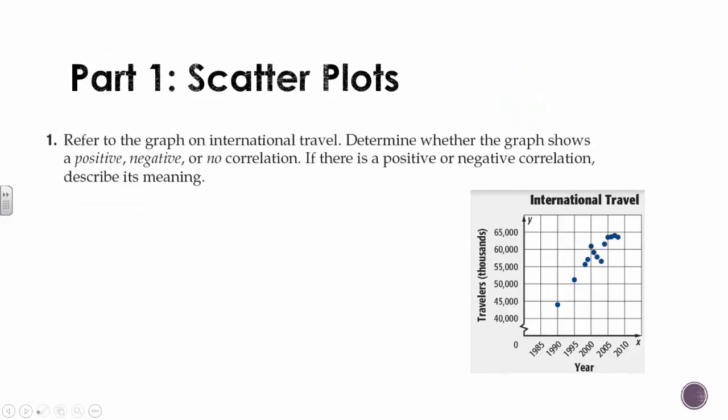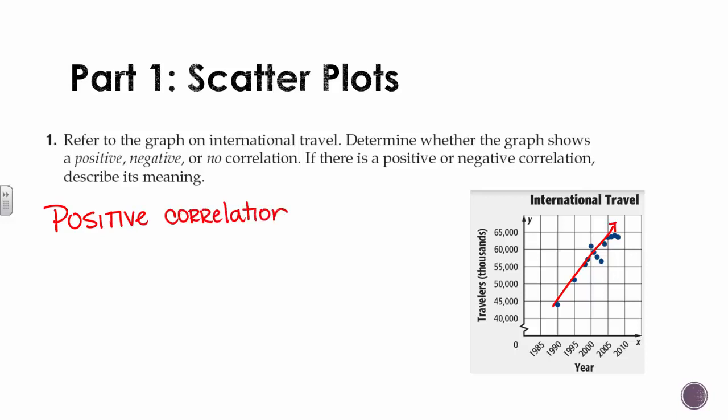So for your first thing, you will have a graph. You will have to refer to it to determine whether it's positive, negative, or no correlation. And then if it's positive or negative, say what that means in this situation. So the first thing we're going to do is just notice the trend. This goes up. So we can say that this has a positive correlation.